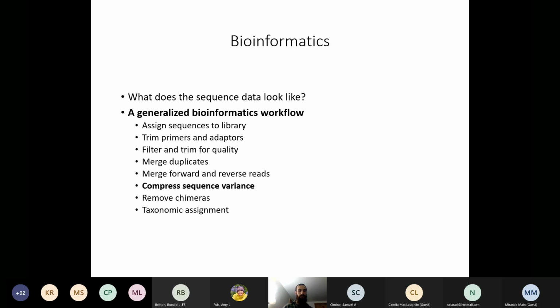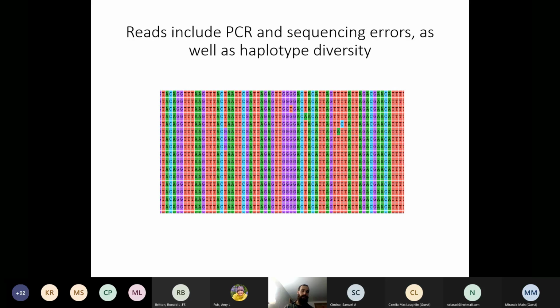All right, next, after we've done some of these trimming and quality filtering steps, and we've done some level of data compression, we need to further compress our sequence variance. So if we were to look at a bunch of reads from these PCR products, we would see that for sequences that are really all from one taxon, there's going to be some level of haplotype diversity in the sequences. So these differences in base pairs, which here you can see with some of the colors, are a function of both PCR-induced errors and sequencing errors, as well as actual biological diversity, so real haplotype diversity. And what we want to do is find some way of taking these sequences, which are all similar but have some differences, and summarizing them with a single representative sequence.